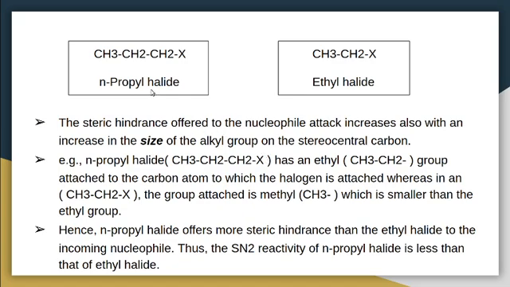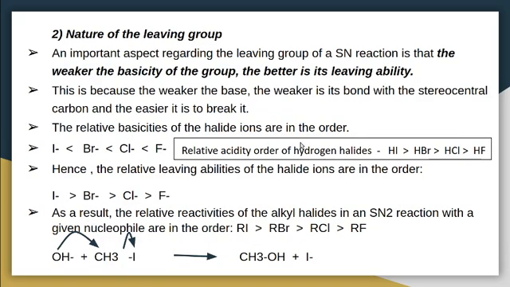Then n-propyl halide or higher halides have low SN2 reactivity compared to lower alkyl halides. That means with an increase in the chain length or size of the alkyl group, SN2 reactivity decreases due to the steric effect of the larger alkyl group. Another important factor that affects the SN2 reactivity of alkyl halides is the nature of the leaving group.